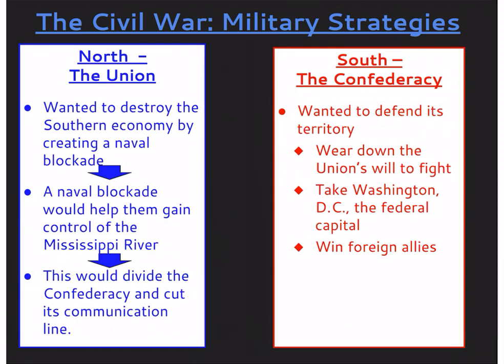Now, the Confederacy, they just want to defend their turf. They realize that the Union is advancing towards the South. So the whole point is to try to wear them down as they fight. Hopefully, they want to take over Washington, D.C., which is the federal capital. And they want to form foreign alliances.